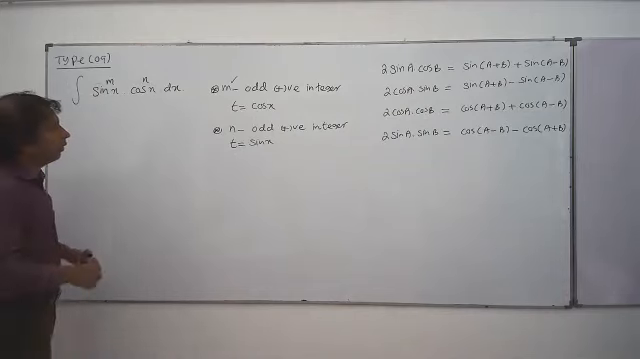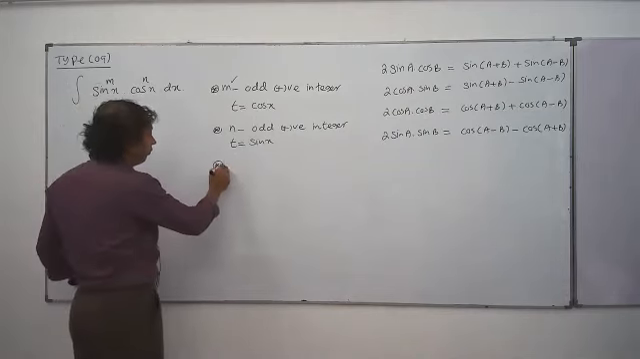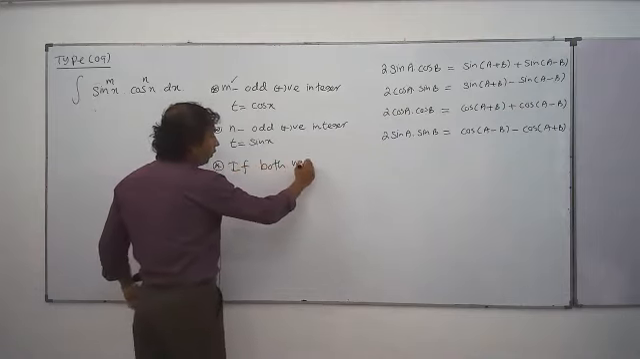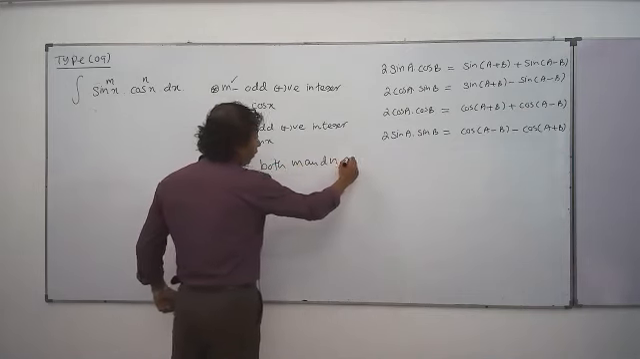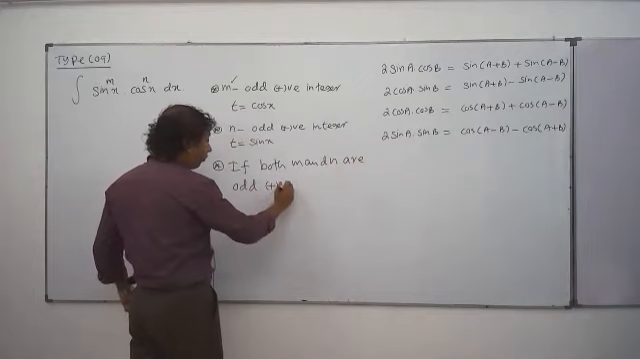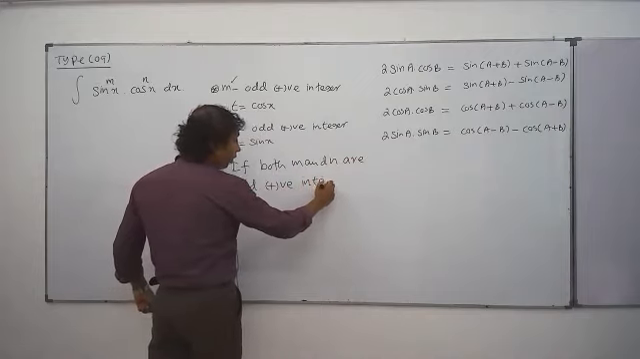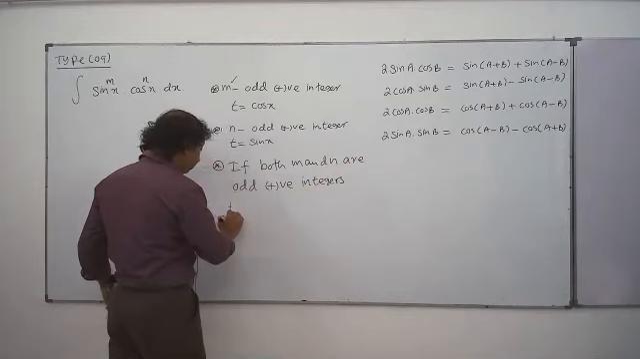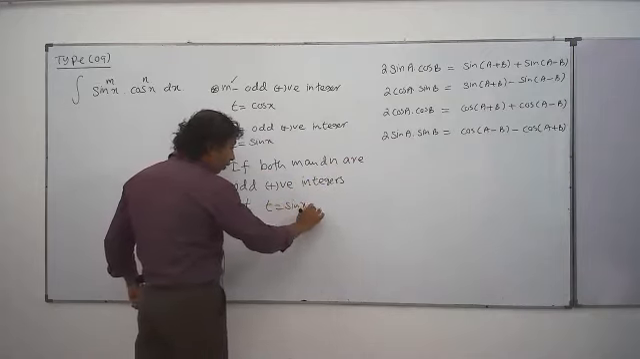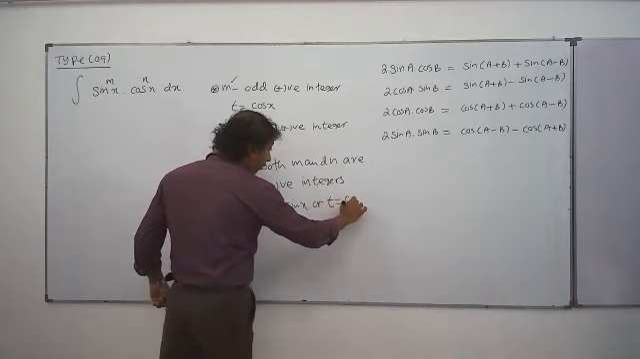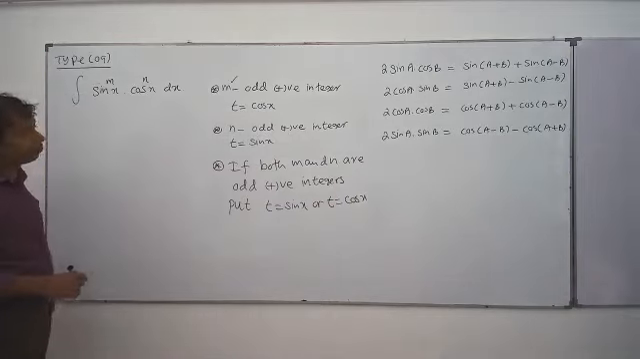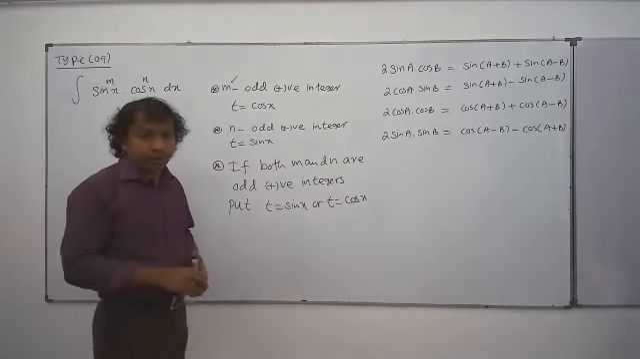Next one, people. If both m and n are odd positive integers, put t equals sin x or t equals cos x. Substitution, right? Thereby, you can do this.